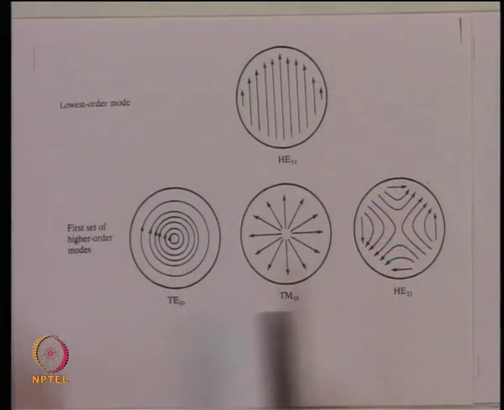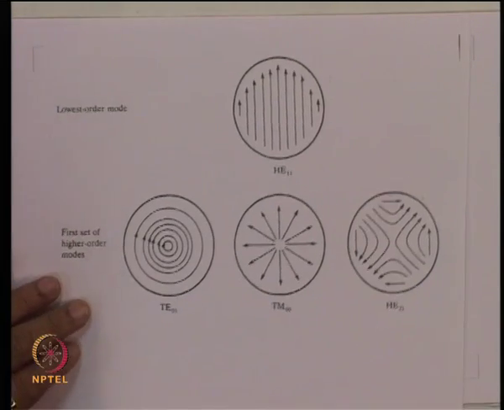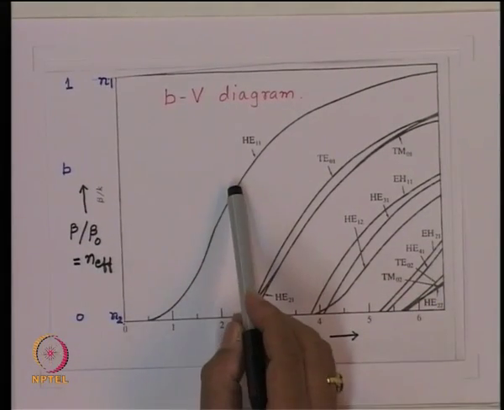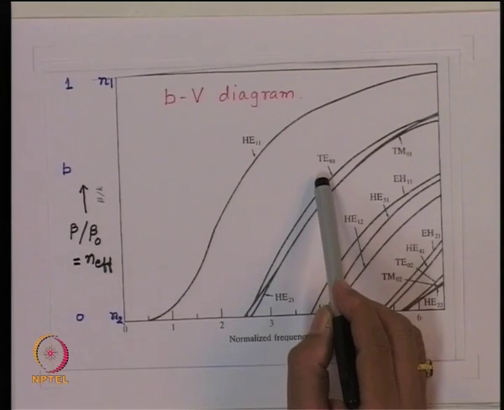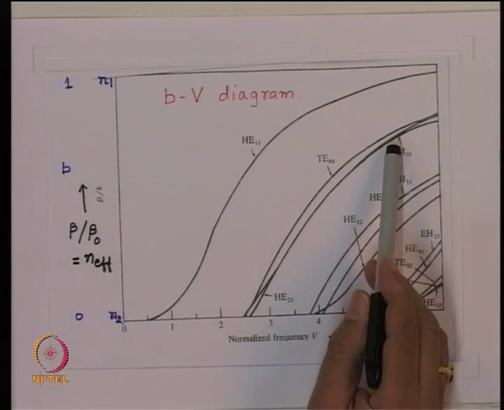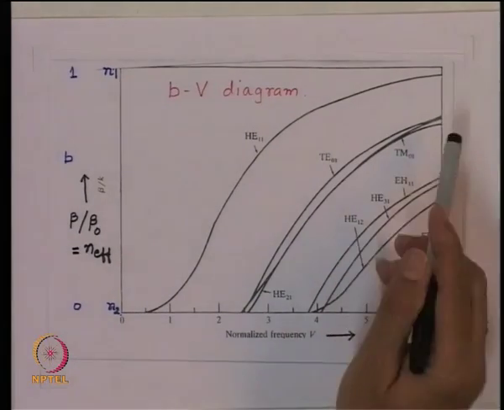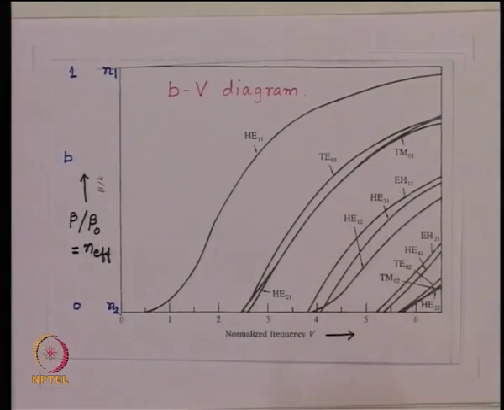With this, now let us look at the field distribution which we are going to get for the modes. Having got the field expressions, at least for the first few modes we can have a look. If you look at the b-V diagram, we have the initial mode, the HE11 mode, then a TE01 mode, then a TM01 mode, and then an HE21 mode. All of them have more or less the same cutoff frequency, corresponding to V number 2.4.